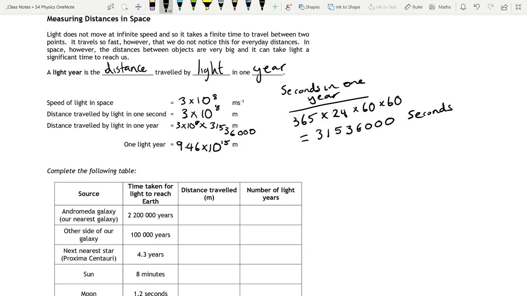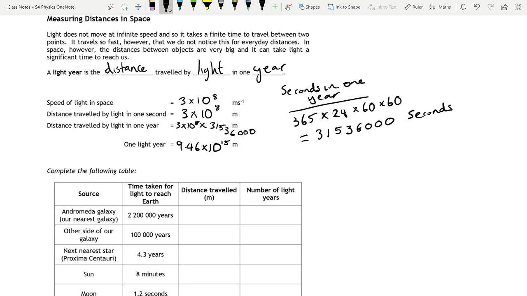Okay. So you may be asked, you do need to know how to work out what 1 light year is. It's quite good just to know that number. You won't be told it, but it's good to be familiar with that number. It's just distance is speed times time, so speed of light times a year in seconds.